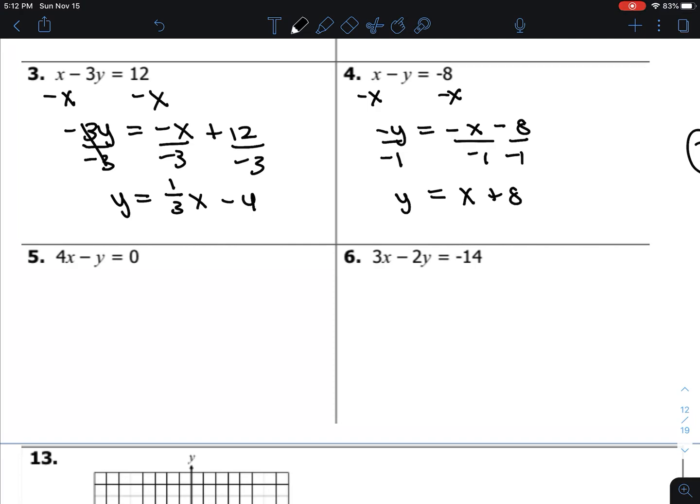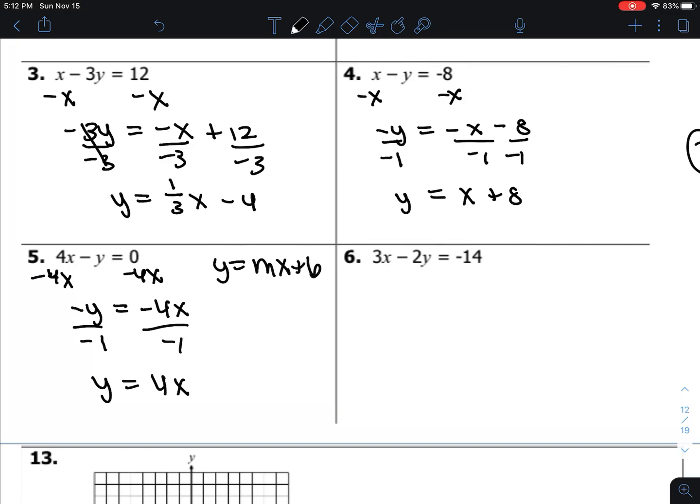Number 5, subtract 4x from both sides. I have negative y is equal to negative 4x plus 0. But this is the same thing as not being there because it's plus 0, implied. Divide by negative 1, left with y equals 4x, right? So we know slope-intercept is y equals mx plus b. Here, there's no plus anything. That means that the y-intercept is 0. We did one of those examples previously.